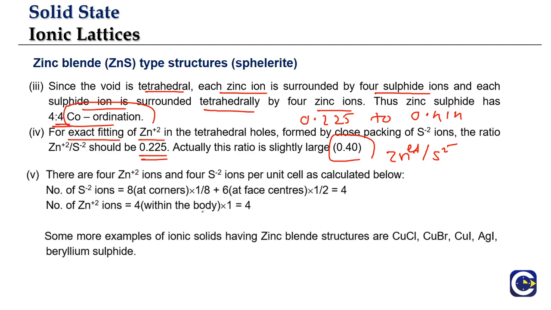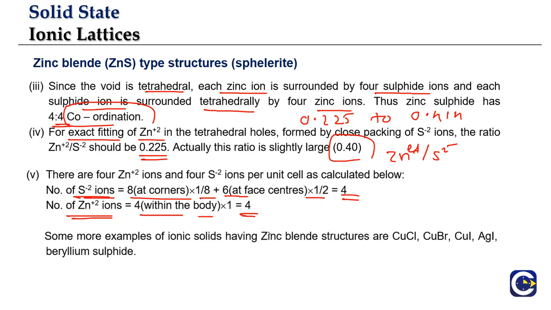Now the count of atoms or ions per unit cell. If you look at the sulfide ions, they are forming CCP, which means the number of atoms is going to be 8 corners, 8 into 1 by 8, 6 face centers, 6 into half. Totally it will be what? 4. Zinc are occupying alternative tetrahedral voids. Totally 8 tetrahedral voids will be there inside the body. Alternative means only 4 of them are occupied. So contribution will be what? 4. So totally the contribution of zinc ions will be 4. Contribution of sulfide ions also will be 4.